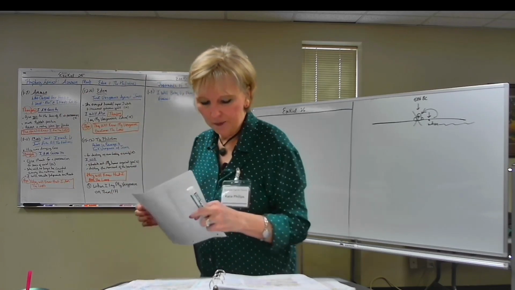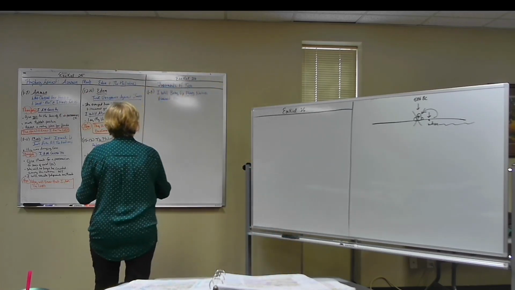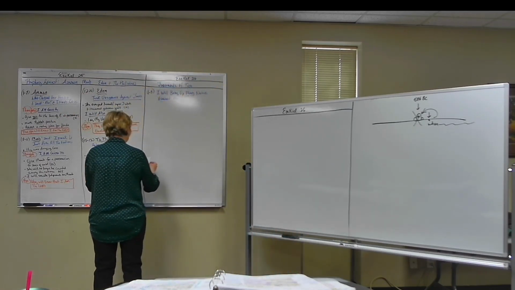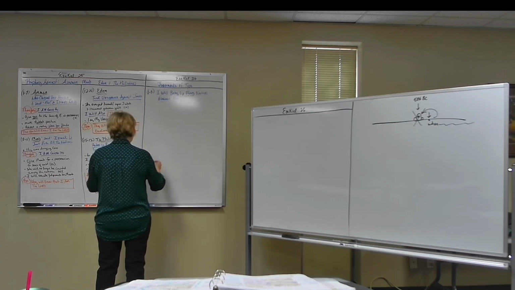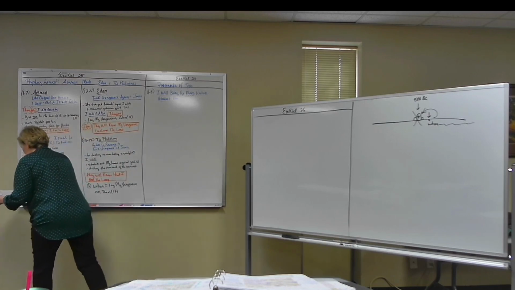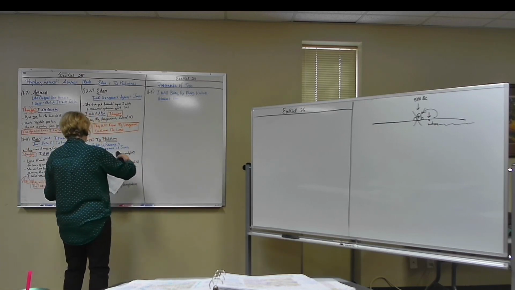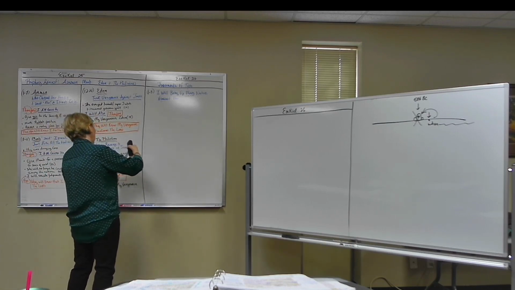So let's do our titling, though. We see 1 to 5. Oh, what did I just do? Yeah, I don't know what I just did. Hold on. 1 to 5. There we go. 1 to 5.